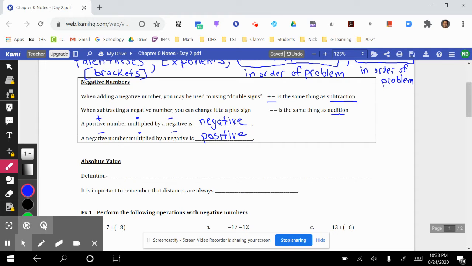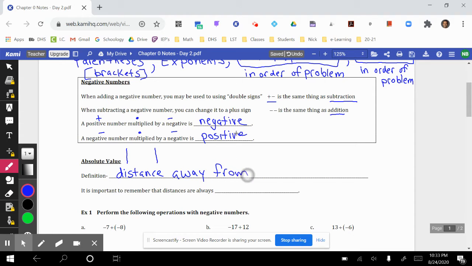Last, our third idea is absolute value. Absolute value is seen with these large bars. Those are absolute value bars. When we see those bars, we have to think absolute value. The definition of absolute value is the distance away from 0.